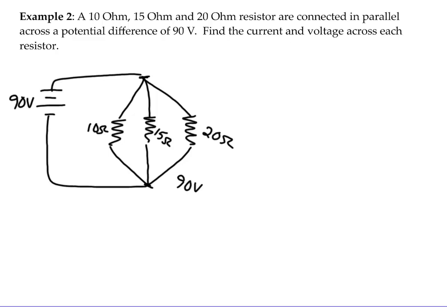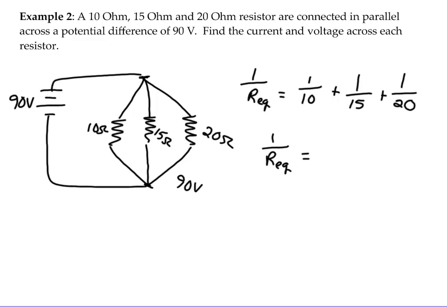For our equivalent resistance here, we're going to do 1 over the equivalent resistance, so we're going to do 1 over 10 plus 1 over 15 plus 1 over 20. So 1 over our equivalent resistance is 0.217. Our equivalent resistance then, we take the inverse of that and we get 4.62 ohms. So if we were to take these three resistors out and put in a single resistor for this circuit, we would put in a resistor that has 4.6 ohms of resistance. So we know the voltage across each resistor.